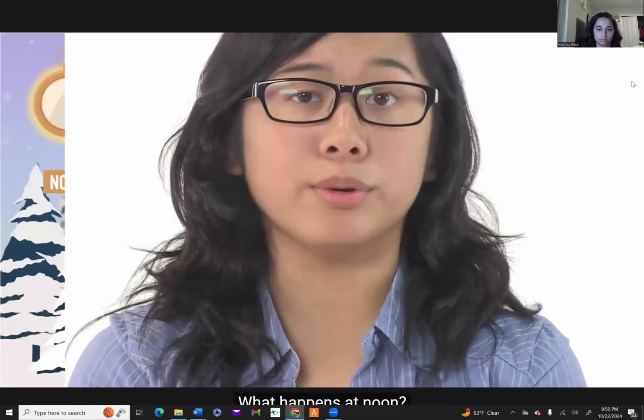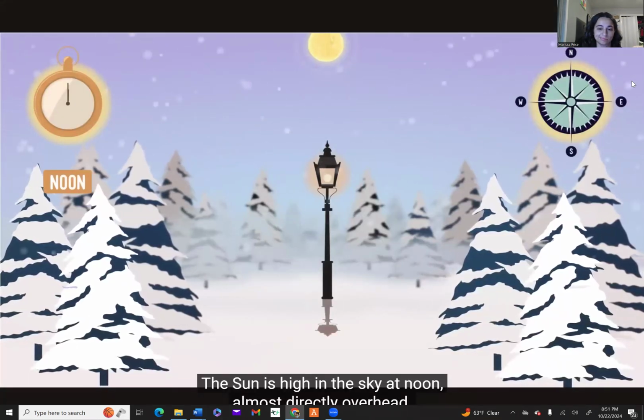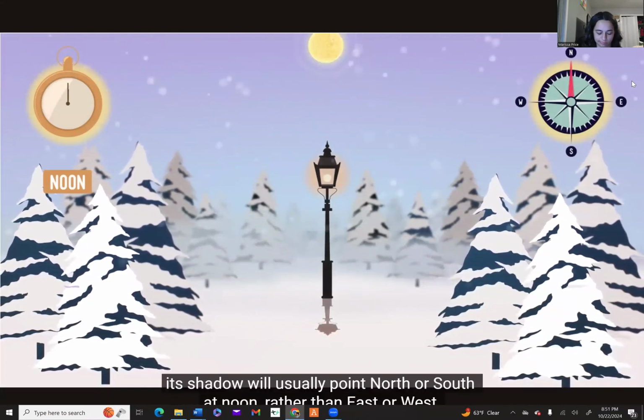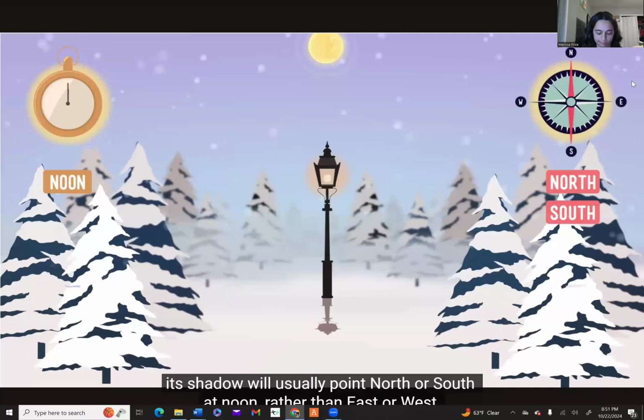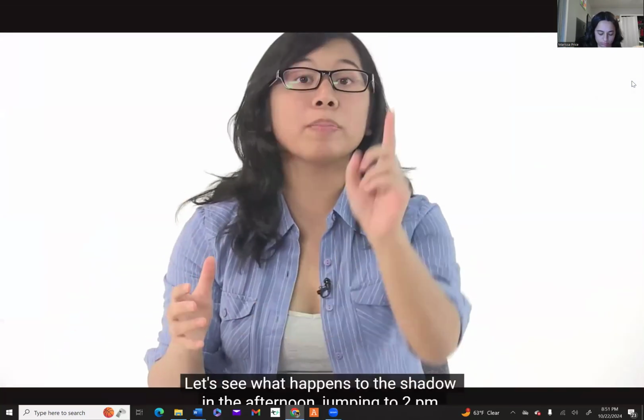What happens at noon? Hardly any shadow. The sun is high in the sky at noon, almost directly overhead. Depending on where on Earth an object is, its shadow will usually point north or south at noon rather than east or west. Let's see what happens to the shadow in the afternoon, jumping to 2 p.m.